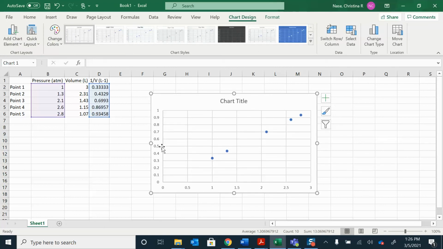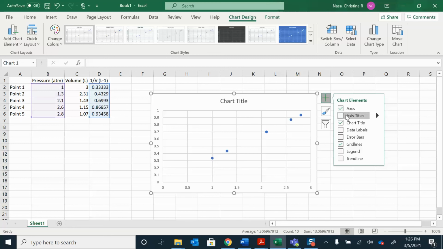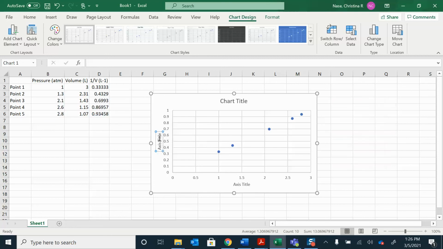So over here, I want 1 over volume. This side should be 1 over volume. Does that make sense? So my first point is showing up at 0.3. Yes. And 1. Yep. So this is my X. X is 1. That's what I want it to be. Good. All the way up to 2.9. Yep. And then my 1 over V is over here. Great. I want to add some axes titles so I don't get confused.